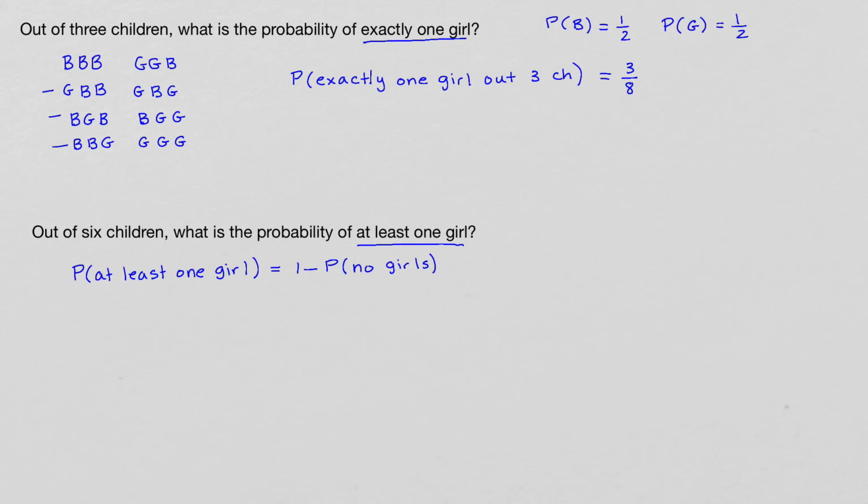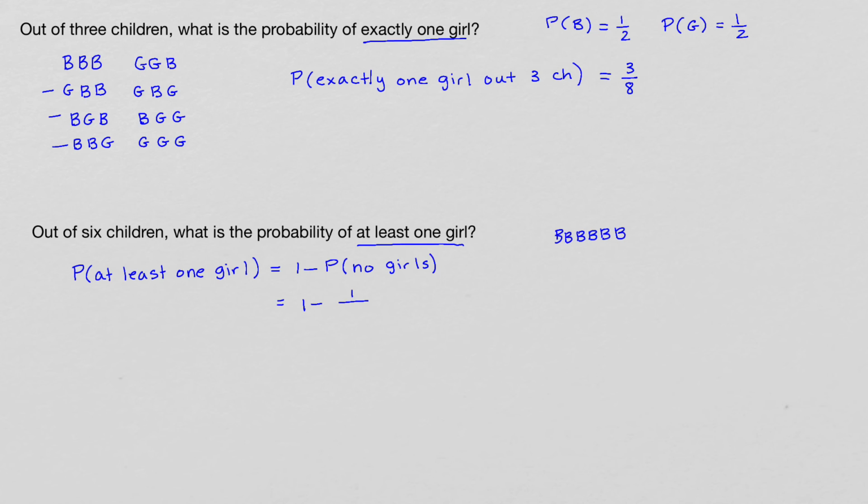So how many ways are there to get no girls? It would have to be all boys. So there's only one way for that to happen: 6 boys in a row. And then how many possibilities are there? So I just said 64.